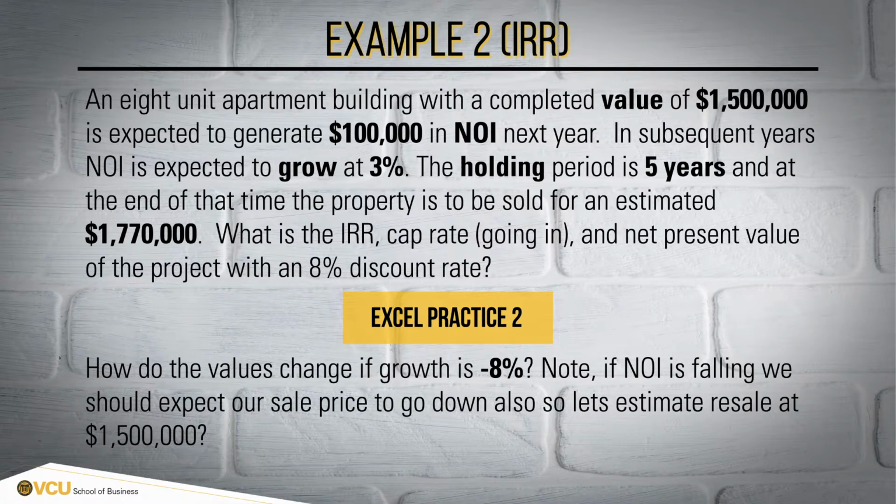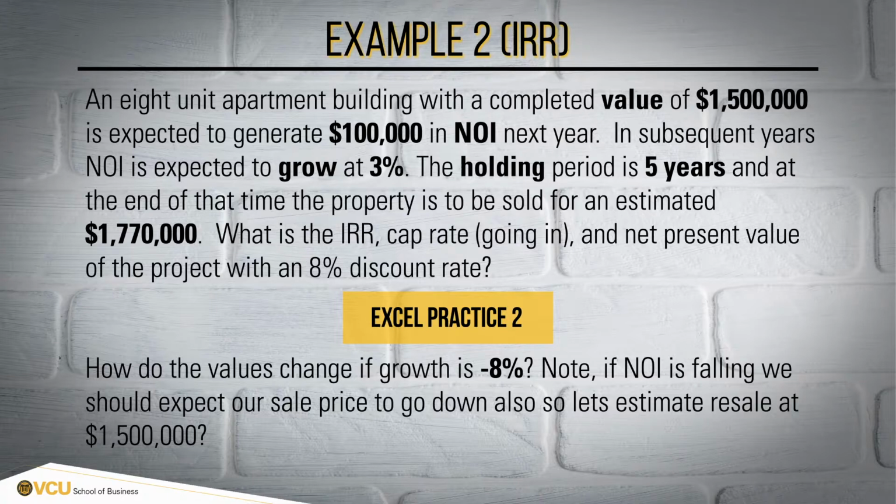As you can see, we're going to go back to our Excel spreadsheets a little bit. I have an apartment building that's currently valued at 1.5 mil. It's going to generate 100,000 in NOI next year, and NOI is expected to grow at 3% per year thereafter. We're planning to hold this for 5 years, and at the end of that time we have an estimate of the sale price at 1,770.